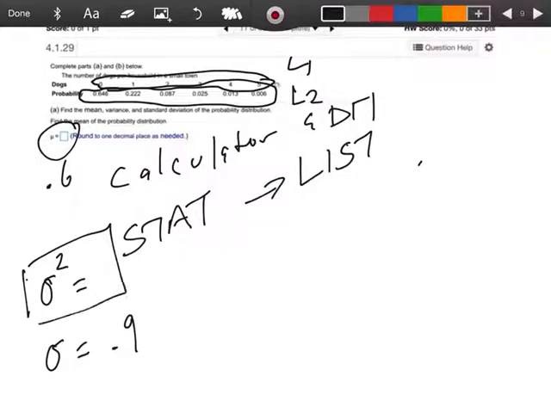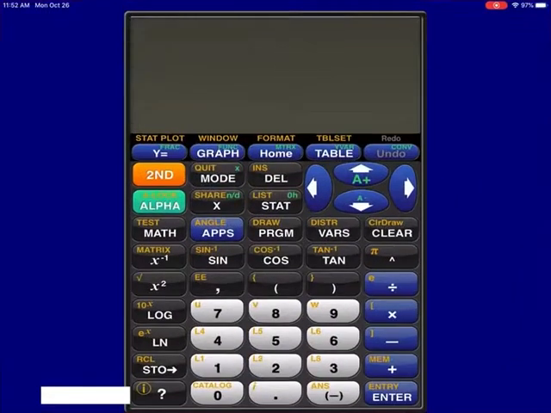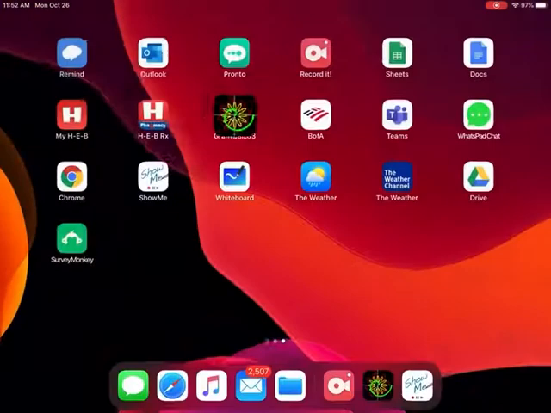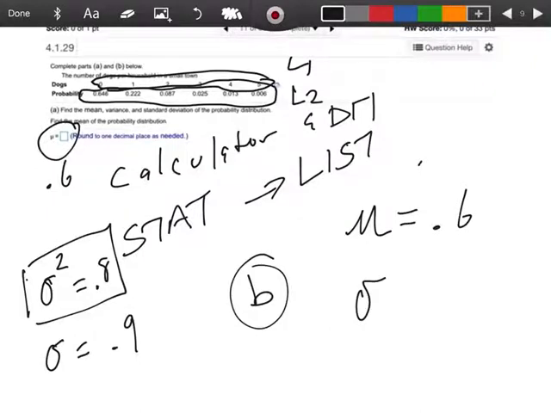Now remember, my variance is 0.9 being squared, right? So if I take my calculator, let me clear this out. I just say, what's 0.9 when I square it? 0.81. Again, it's asking me to go to one decimal place, so this would be 0.8. And then there is a part B, okay? And so remember what we came up with. We came up with our mu to be 0.6, and we came up with our standard deviation to be 0.9. So I'm going to show you what the next part looks like.